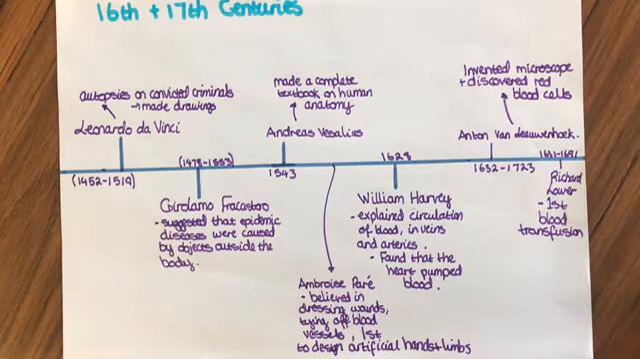Then Andreas Vesalius made a complete textbook on human anatomy, and Ambroise Paré believed in dressing wounds and tying off blood vessels, and he was the first person to design artificial hands and limbs.